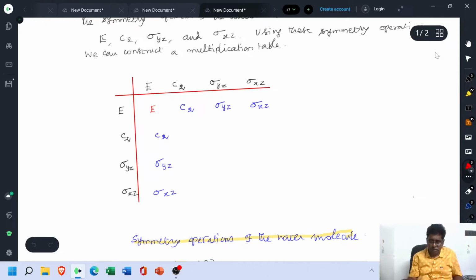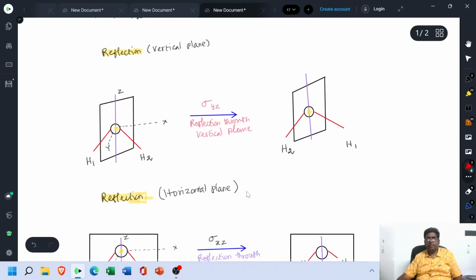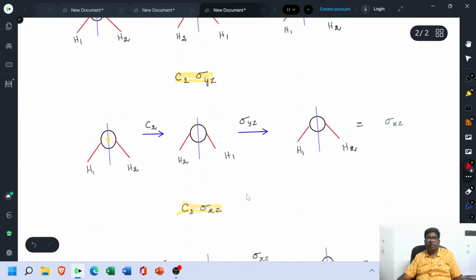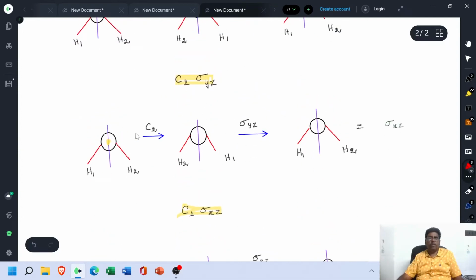C2 into C2 is our E, identity element. Now next, C2 into sigma yz. See, this is the C2 into sigma yz operation.